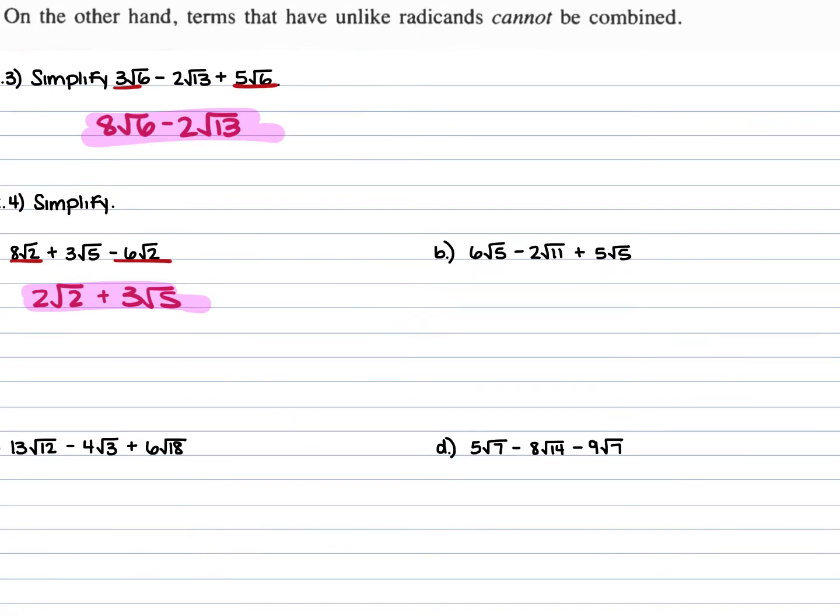For example B, we have 6 square root 5 minus 2 square root of 11 plus 5 square root 5. Your 6 square root 5 and your 5 square root 5 you will combine with one another. This gives us 11 square root 5 minus 2 square root 11.